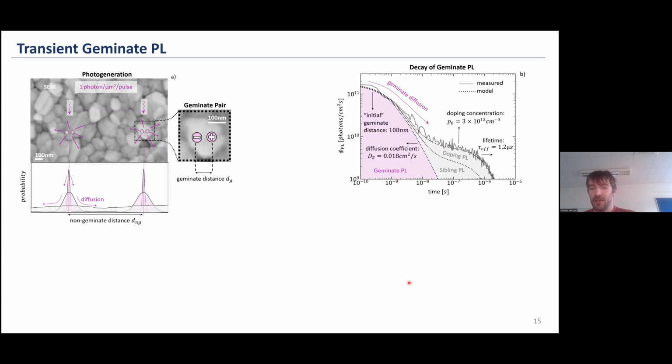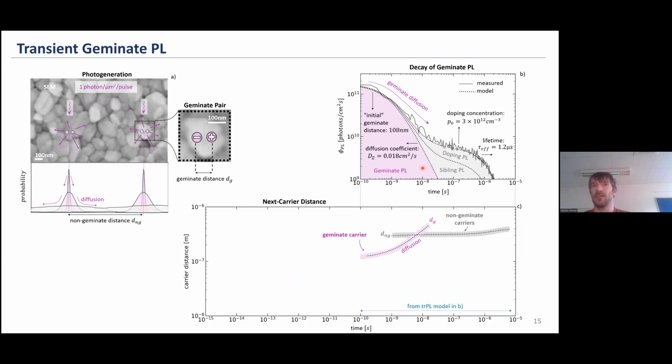Let's move this transient a little bit to the side, because I told you actually this quenching of the PL comes from the electron and hole which move away from each other. So we can translate this into the distance to the next carrier. And so at this point here where the PL starts, the distance to the next carrier is these 108 nanometers. And it increases over time by diffusion until, at a certain point in time, the next carrier is not the geminate partner anymore, but the non-geminate carriers. So this is this part.